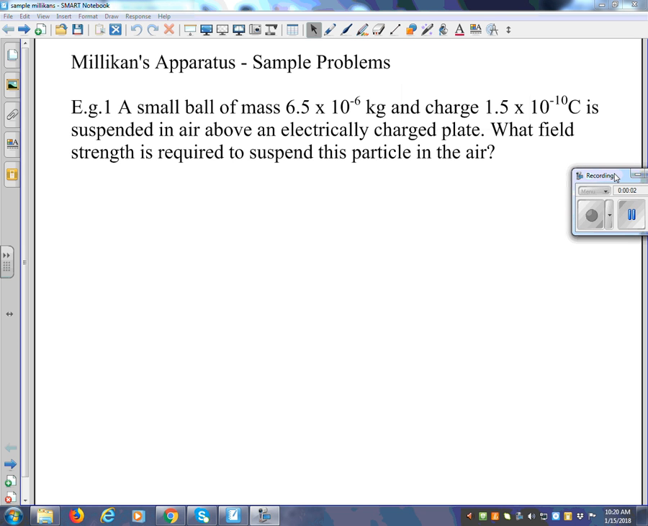So you'll remember the Millikan experiment.